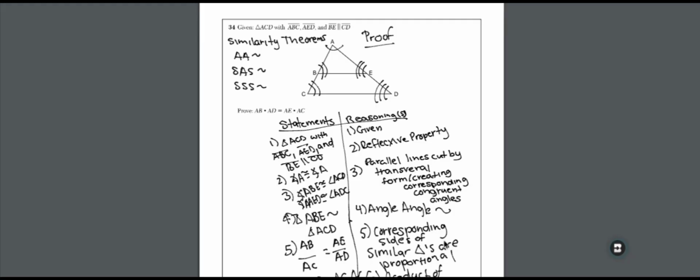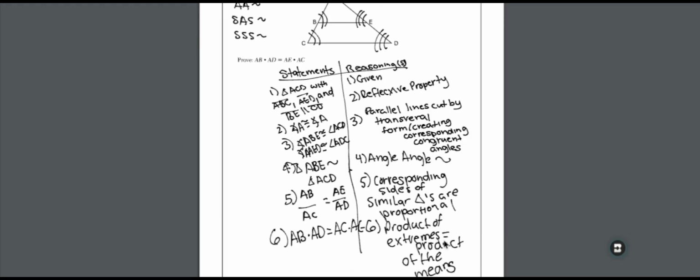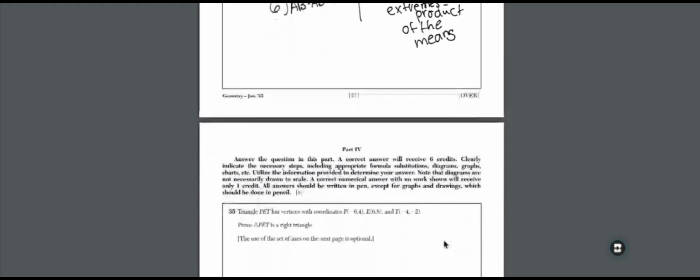And then I said that AB to AC is equal to AE to AD, because corresponding sides of similar triangles are proportional. And then, through the product of the means being equal to the product of my extremes, I found and proved that AB times AD is equal to AC times AE. Done. That's it. If you could not get past the angle-angle similarity, that is fine, but at least you attempted it. Please, please, please attempt the proof question.